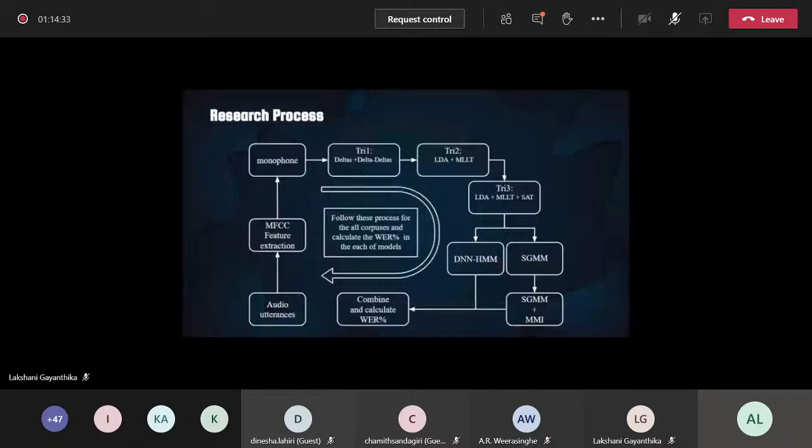In our research process, as mentioned in the paper, feature extraction is done using 13 mel-frequency cepstral coefficients with a default frame shift of 10 milliseconds and a 25 millisecond Hamming window. Then monophone training is carried out, and after that triphone training. Three triphone training models are created. The first one is created using delta feature computation, the second one using maximum likelihood linear transformation with linear discriminant analysis, and the third one with speaker adaptive training by doing feature space maximum likelihood linear regression transformation for each speaker.